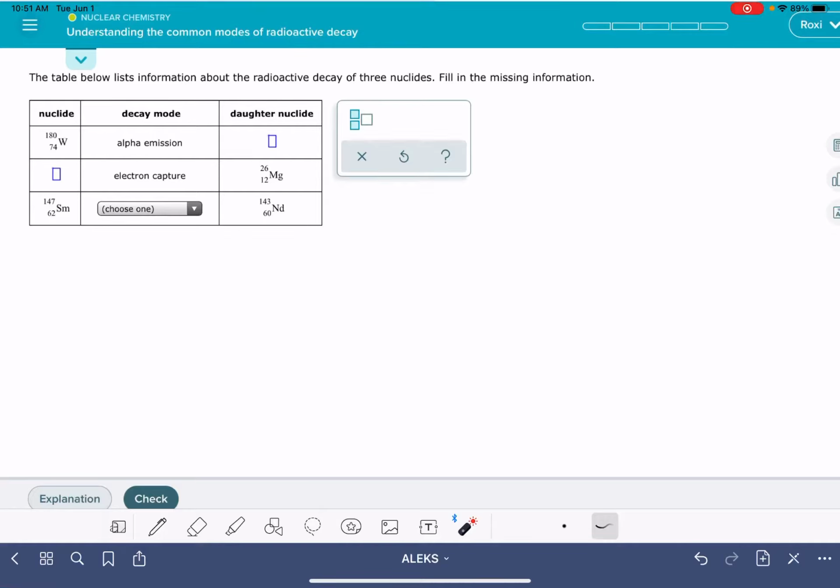In this video, I'll show you how to solve the ALEKS problem called Understanding the Common Modes of Radioactive Decay. This problem has got 3 different examples of radioactive decay. It's got some missing information, asking us to fill in the missing information about each one.